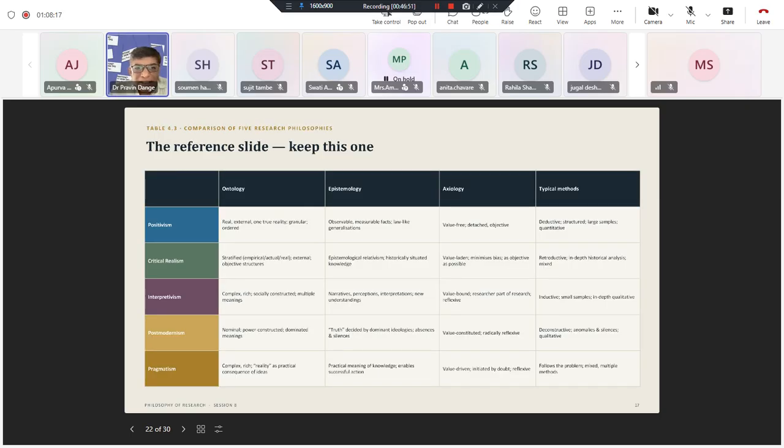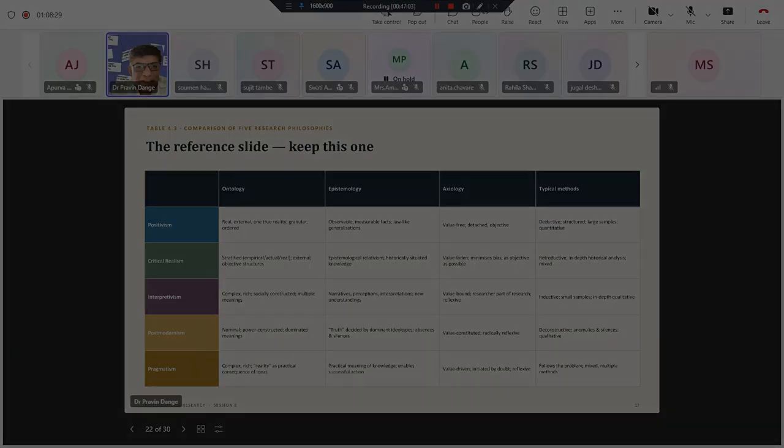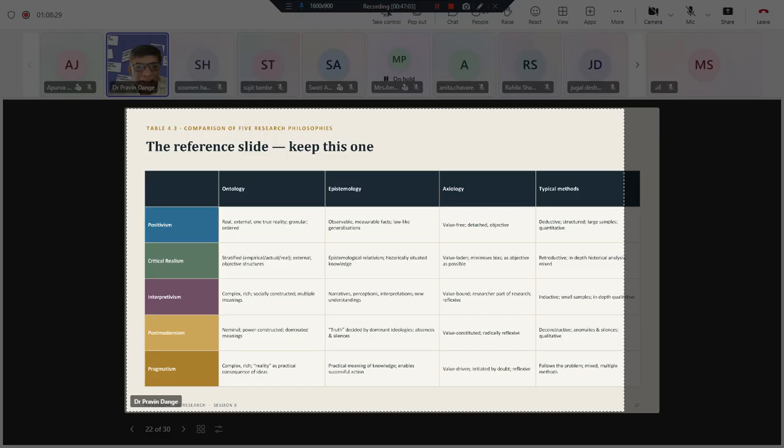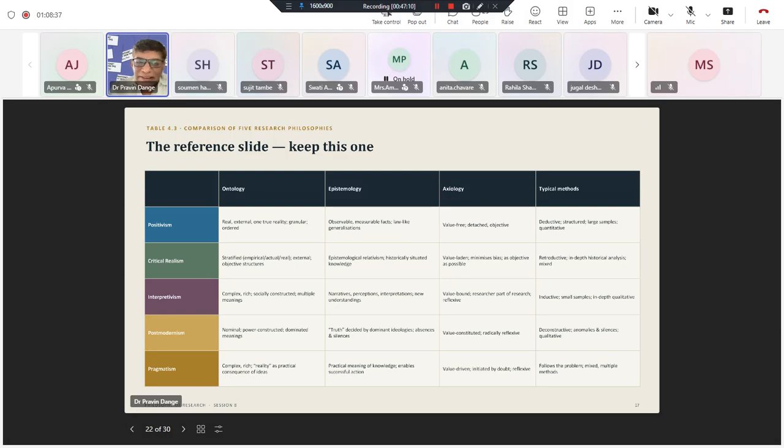This is a reference slide collecting all things put together, right? I'll be circulating the slides so you can retain them to understand what each of the philosophical schools belongs to, what is their ontology, what is their epistemology, what is their axiology, and the typical methods. This is where the connectivity has to be consistent. So whatever research question you follow, which stream it belongs to, there has to be consistency. If there is a variation, that needs to be justified.